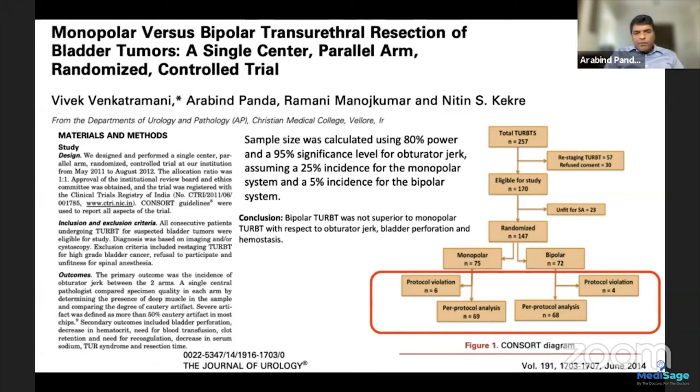And while cautery artifact was not a primary question, it was a secondary outcome. What we got was that there was some degree of protocol violation, n equal to 6 in both arms, and we did a per protocol analysis. And in the end, we concluded that bipolar TURBT was not superior to monopolar TURBT with respect to operator jerk, perforation, and hemostasis.